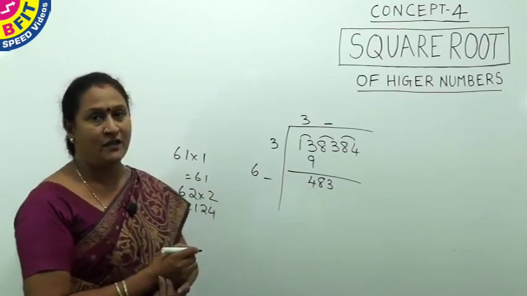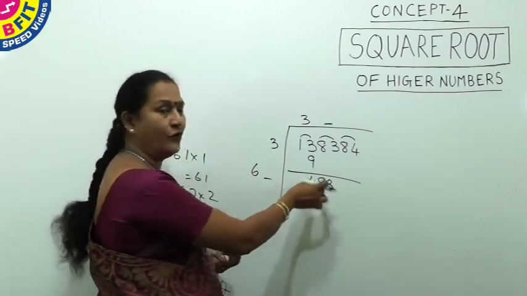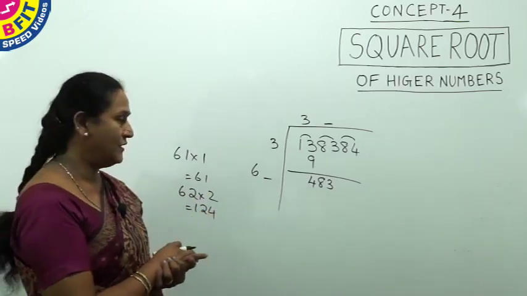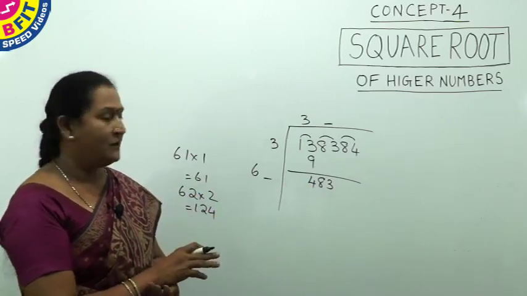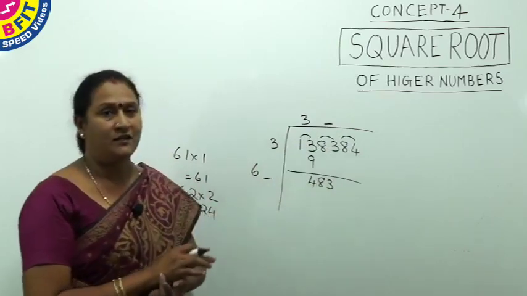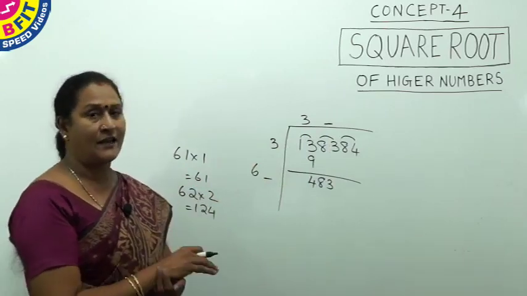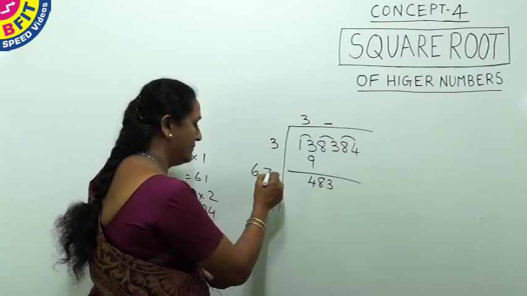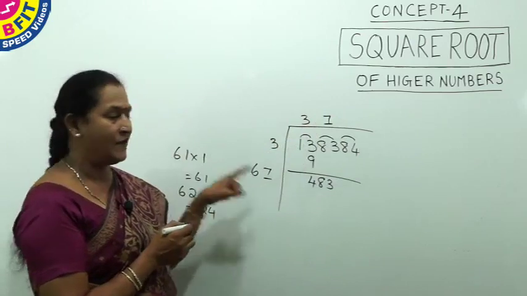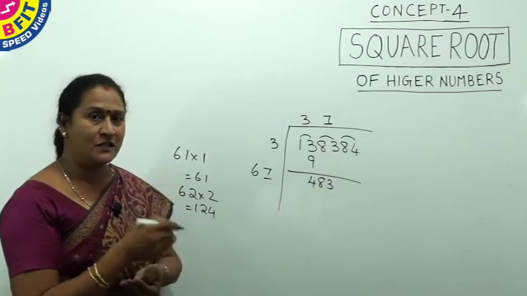We have 483. Instead of checking with each number, you see what numbers you have here: 4 and 8. So it is 48. 6 multiplied with which number will give you 48? It is 6 into 8, 48. When we use 8 here, obviously 8 into 68 will be more than this number. So we go for a smaller number. The number less than 8 is 7. So we'll write 7 here and in the quotient place also. Then we find the product of 7 into 67. If it exceeds 483, then we can go for a still lower number.